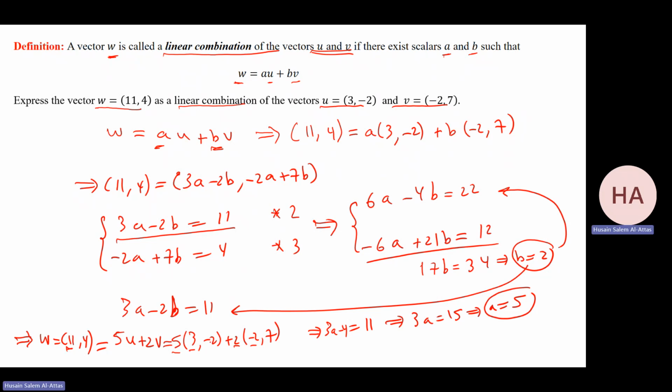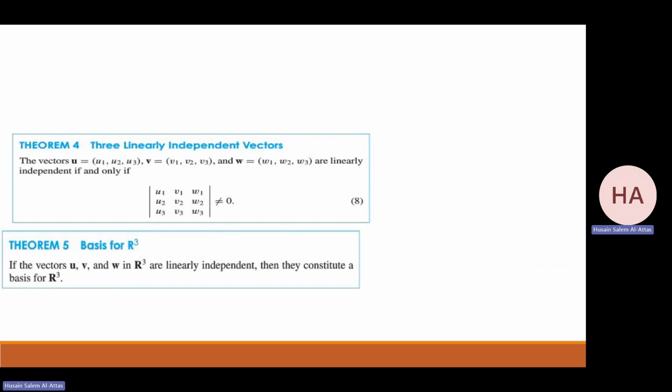And look at the other one. 5 times minus 2 is minus 10. 2 times 7 is 14. Minus 10 plus 14 is this 4. So this is correct. W is 5U plus 2V, and you can check it easily. So I expressed W in terms of these two vectors, U and V, as a linear combination. As I said, now we are working only with the addition and the scalar multiplication, not the other operations.